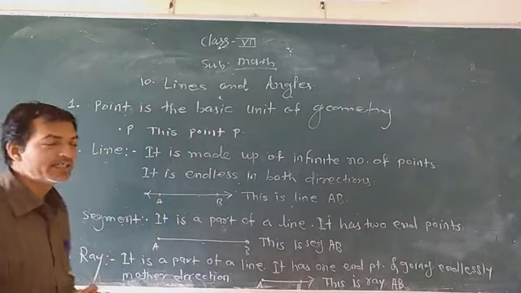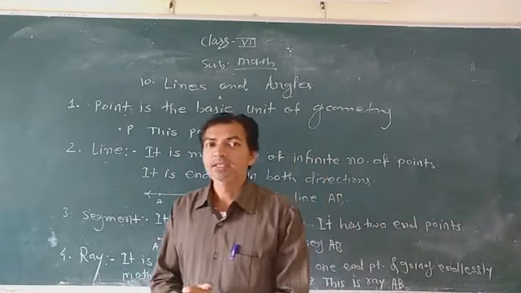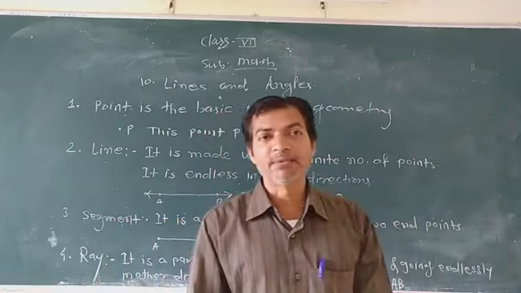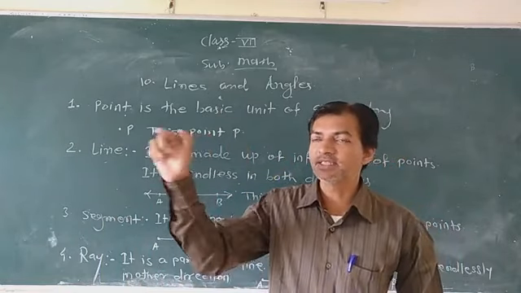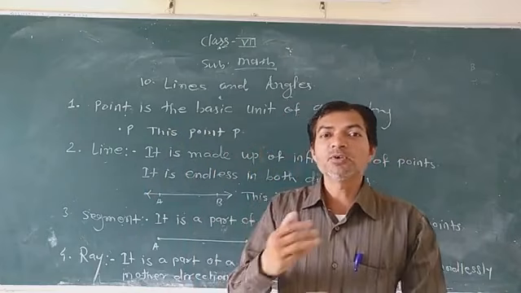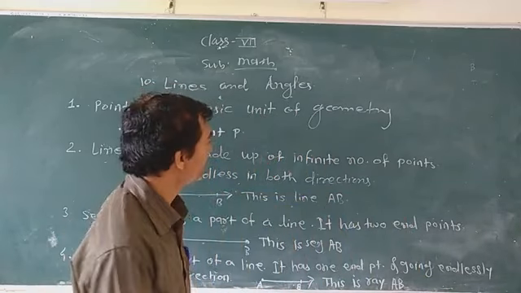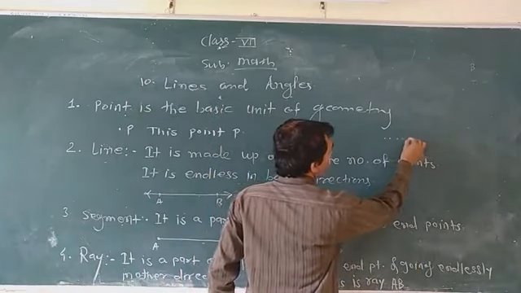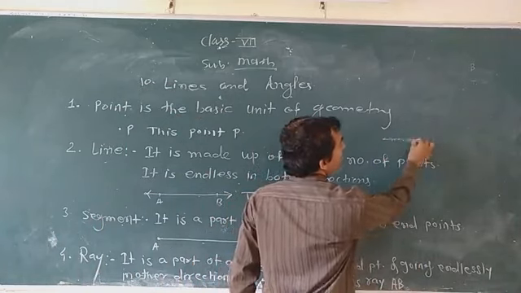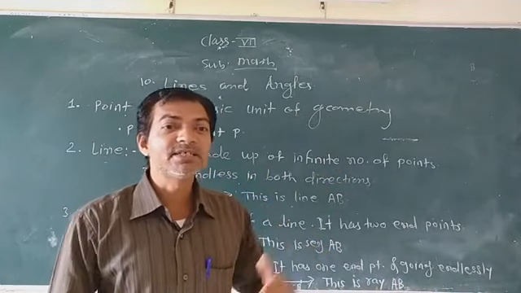Now the second one is what? Line. You know very well how it looks. Line is also made up of an infinite number of points. If you put some points like this in a straight direction, 1, 2, 3, 4, and again put some points, again some points, after some time you cannot see the points. If you put points like this with small spaces, at one time you cannot see the points, you can see the line.